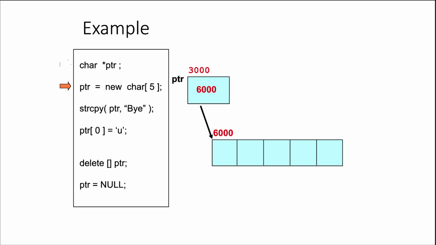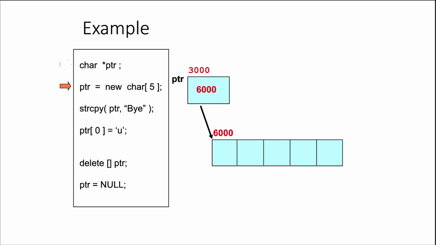Then when you say PTR equal to new char of 5, somewhere in your heap memory, 5 bytes of character got allocated starting from 6000: 6000, 6001, 6002, 6003, 6004. So all those 5 consecutive bytes got allocated, and the starting address is now stored inside PTR. Look at the contents of PTR. Contents of PTR is 6000, where PTR itself is stored at 3000.